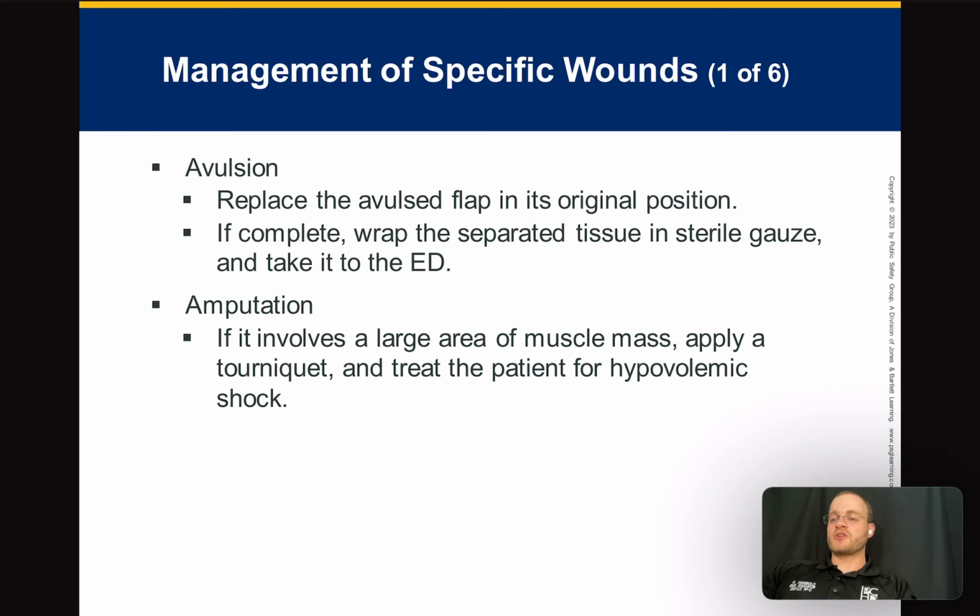Apply a tourniquet and treat the patient for hypovolemic shock. I will say on an amputation, if possible, you should try to take the tissue with you to the ER. Again, you would wrap that in moistened sterile gauze and take it with you to the hospital. Now, if it's bits and pieces of fingers smaller than the size of a fingernail, you could try to take it, but they're not going to be able to do anything with it. So just keep that in mind.